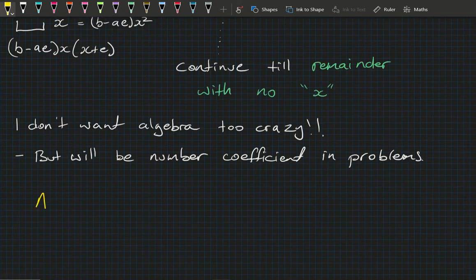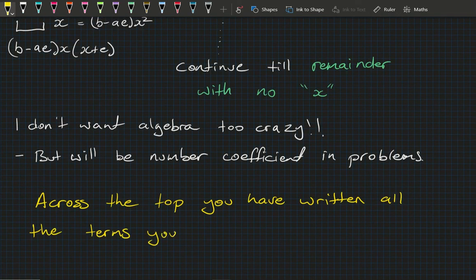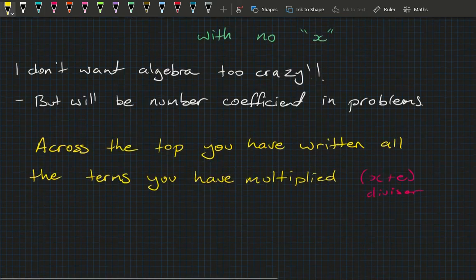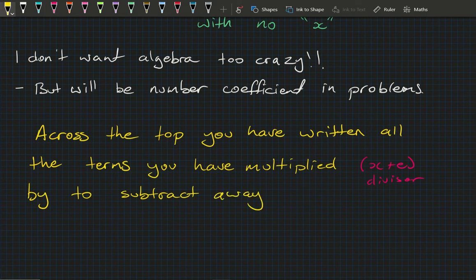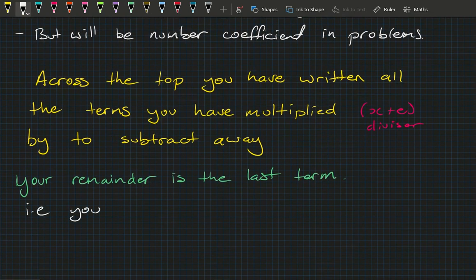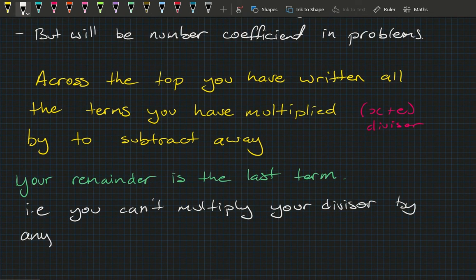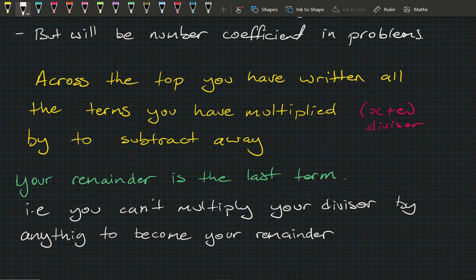Then across the top, you've written all the terms that you've multiplied x plus e by to subtract away from p of x. And I should mention that x plus e is your divisor. So you've done all these subtractions and you're left with a remainder, and that's your remainder. I suppose its defining feature is that you can't multiply your divisor by anything to become it. And when I say multiply your divisor, don't forget it has to be true for any value of x that you could put in there. Alright, so I do think this is something that I could go round and round in circles on and get you lost in lots of algebra.